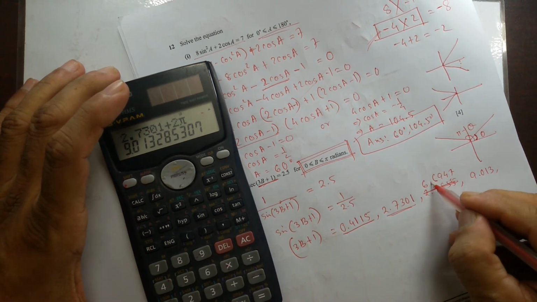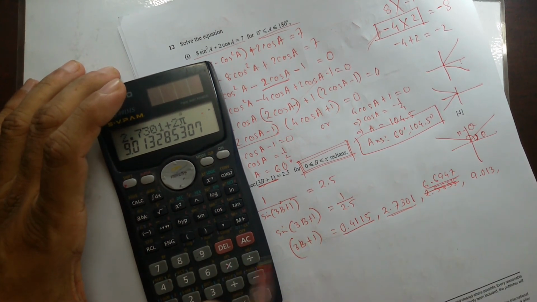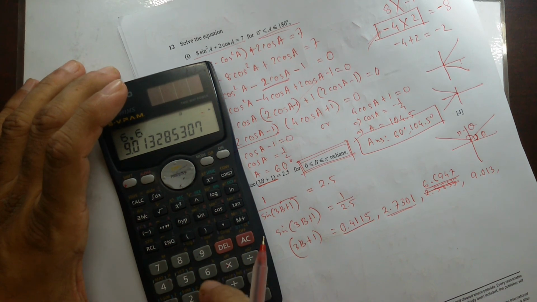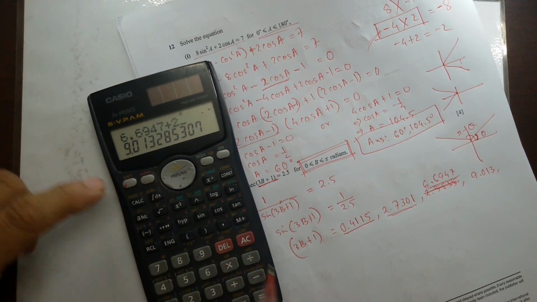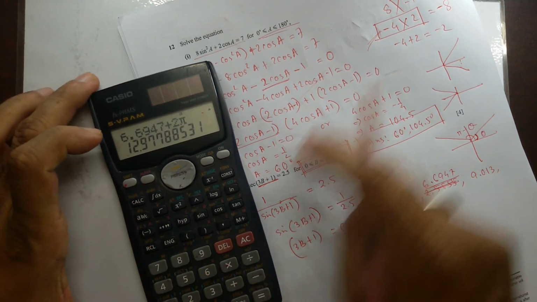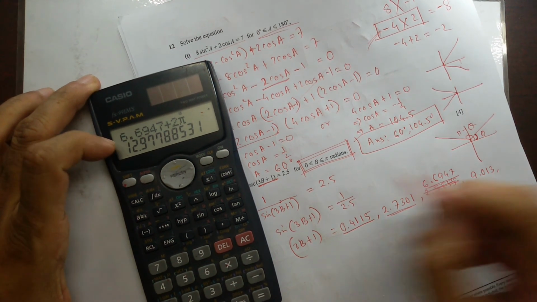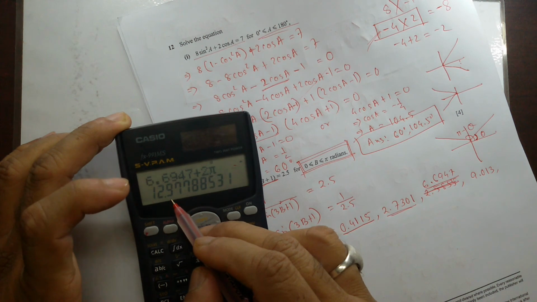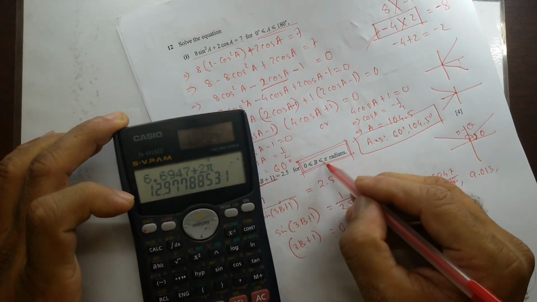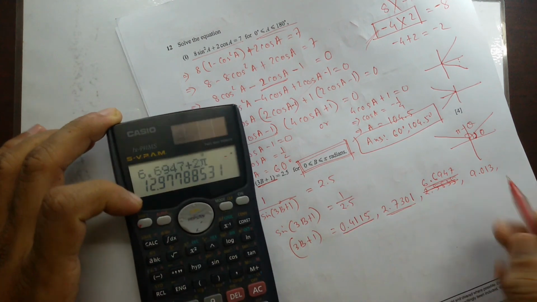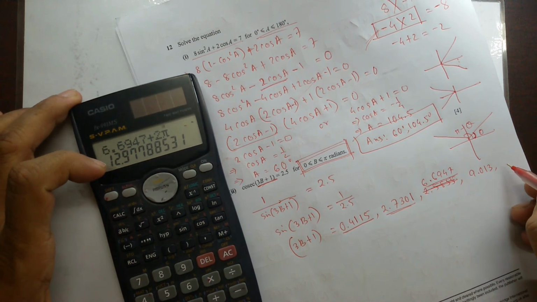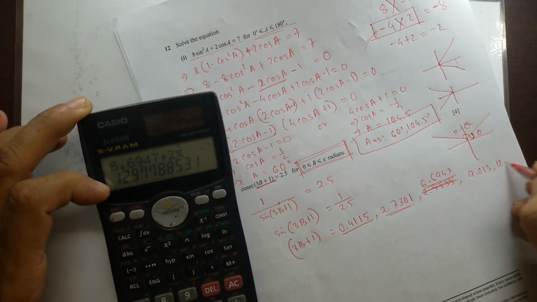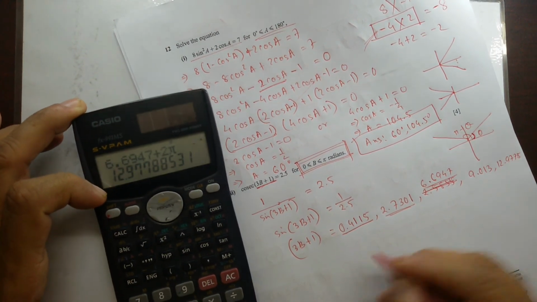If I go more, then I add 2 pi to this one. 6.6947 plus 2 pi is the third revolution, but it's 12.97, almost 13. Divided by 3, it's going to go out of range. So we don't need any more, but let me put this one, 12.9778. I want to show you something.